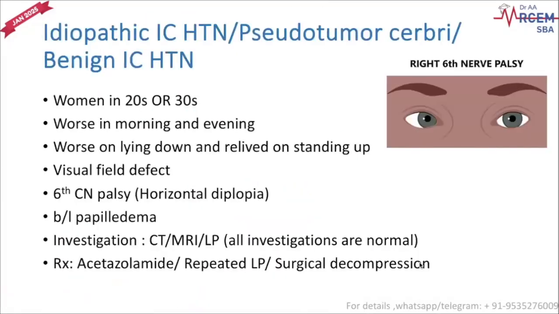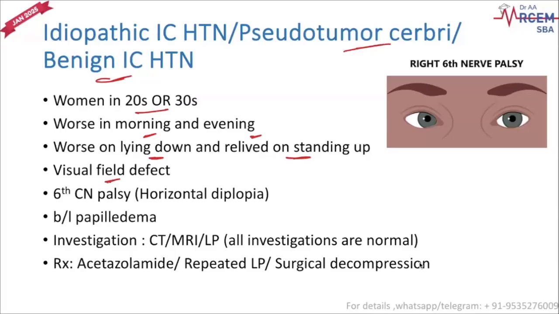Idiopathic intracranial hypertension. So we do not know why there is increased intracranial pressure, intracranial hypertension. Why it is happening, we do not know. It is also known as benign intracranial hypertension, also known as pseudotumor cerebri. Very commonly seen in women in their 20s and 30s. The pain is worse in the morning and the evening time. In between, they feel quite comfortable. And it is worse on lying down and relieved on standing up also.